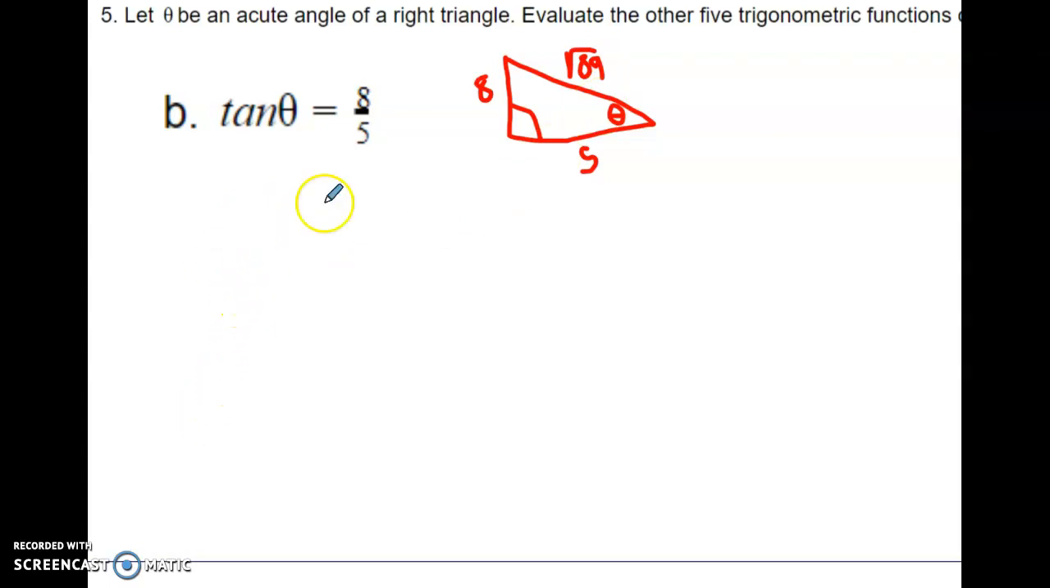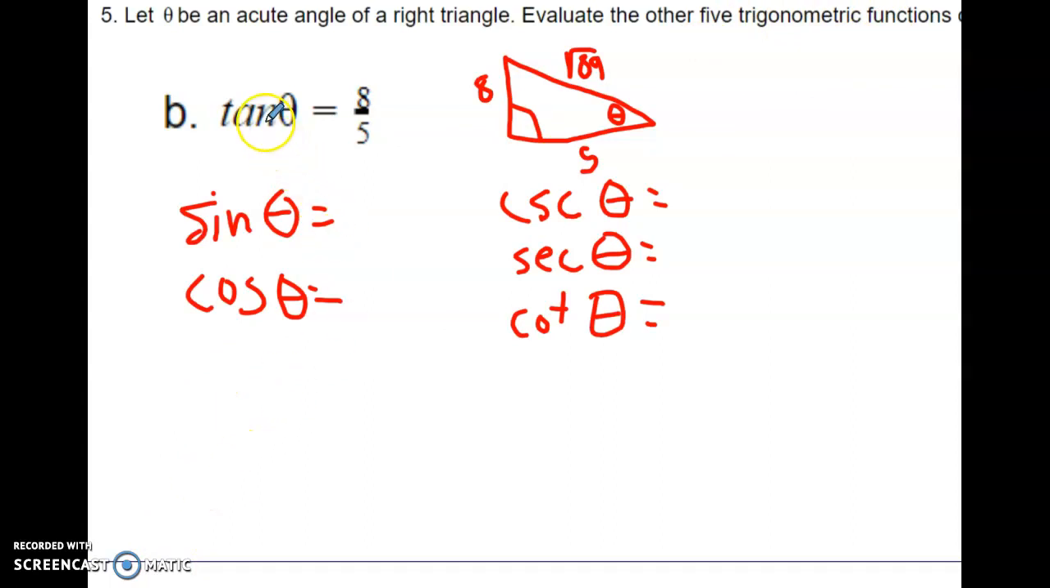So now you need to list the other 5 trigonometric functions. Since the tangent is already given, I need sine, cosine, cosecant, secant, and cotangent. Sine is opposite over hypotenuse, so it's 8 over the square root of 89, multiplied by the square root of 89, and we end up with 8 square roots of 89 all over 89. You can just leave your answer as a fraction. That's okay.